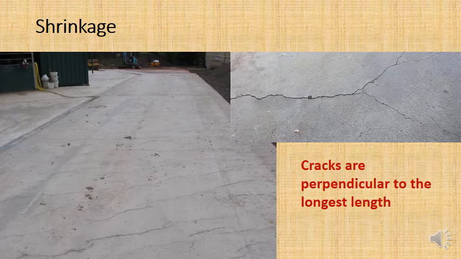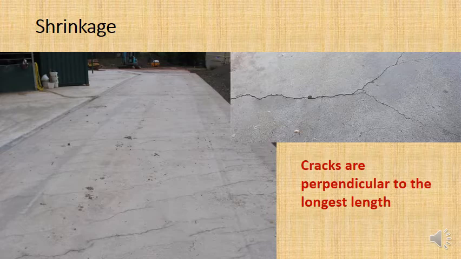If it's 100 meters in length, and the shrinkage is 0.2%, it's going to shrink up to 20 centimeters if it's 100 meters in length. So that's going to mean you're going to have a lot of perpendicular cracks along the road.